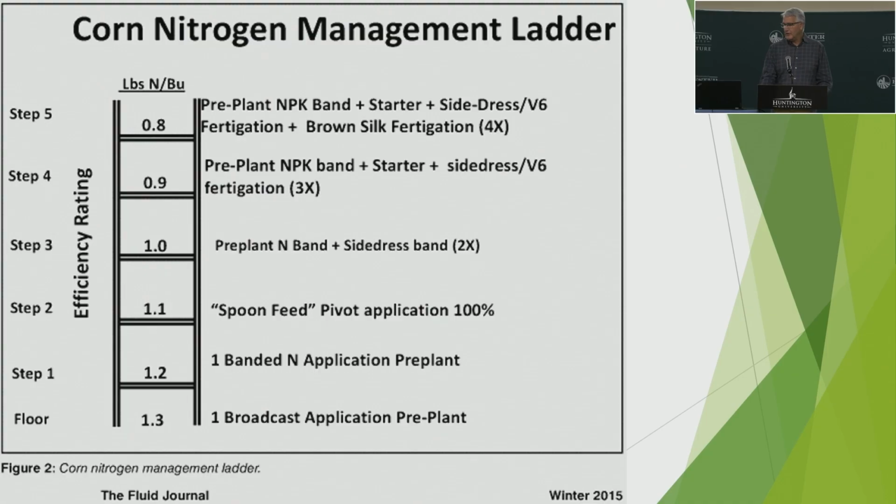So here's a corn nitrogen management ladder. It's just illustrating the point. If we split apply it, we can be more efficient. At the bottom of the ladder, it's showing 1.3 pounds of nitrogen to grow a bushel with one broadcast application. If we just do a pre-plant nitrogen and a side dress band, we're down to 1 pound of nitrogen to grow a bushel. And the top one, splitting it into 4 different applications, we're down to 0.8. So again, split applying and spoon feeding the crop.